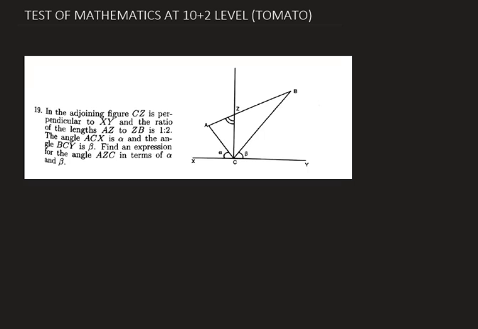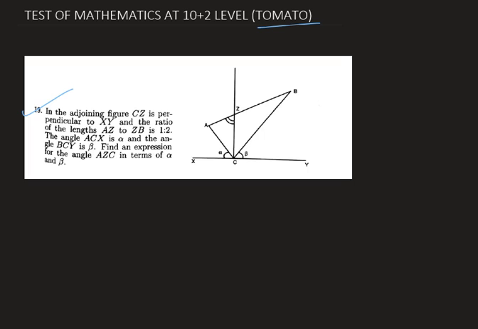Today we are going to solve one problem from Test of Mathematics at 10+2 level, which is well known as TOMATO. This book is published by the Indian Statistical Institute to help the students who want to join I.S.I., and they are preparing for different entrances in I.S.I. So let's see what is in this question.